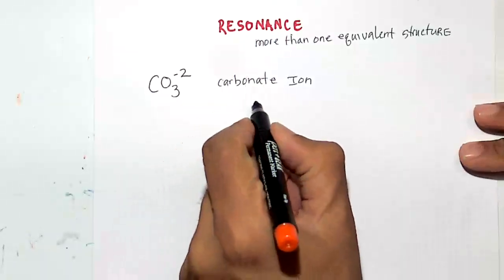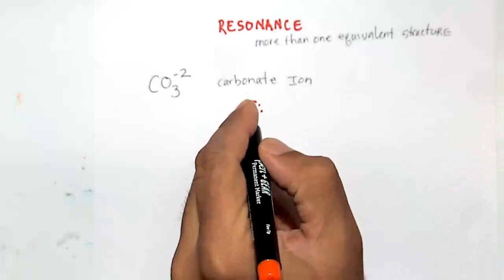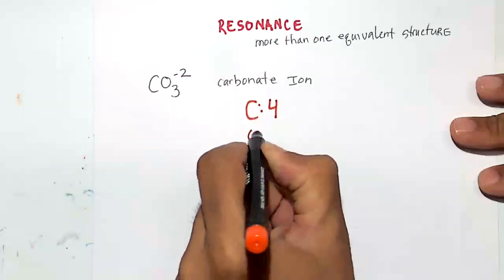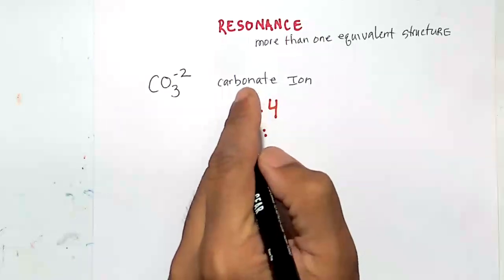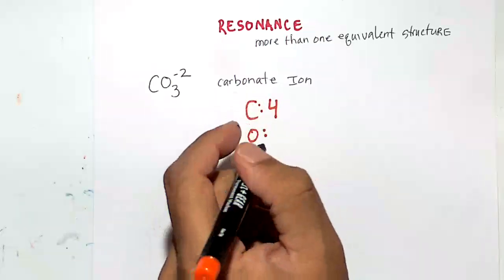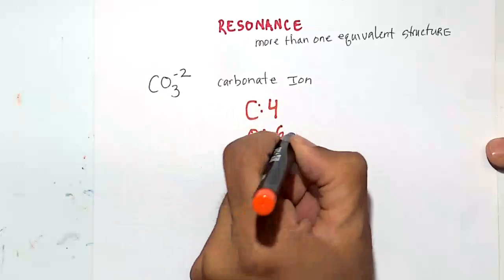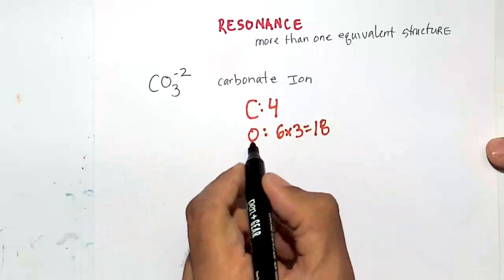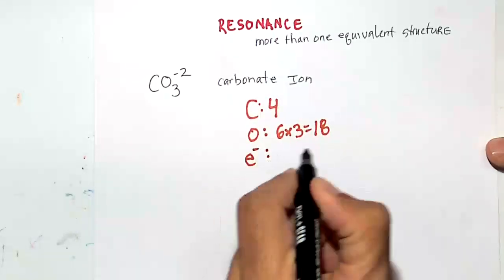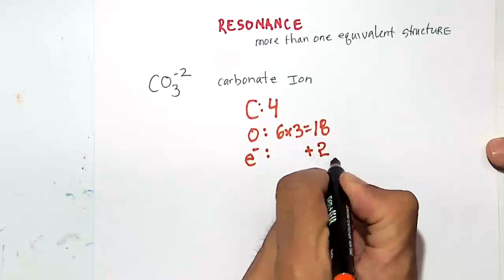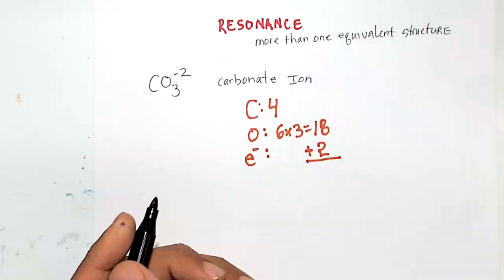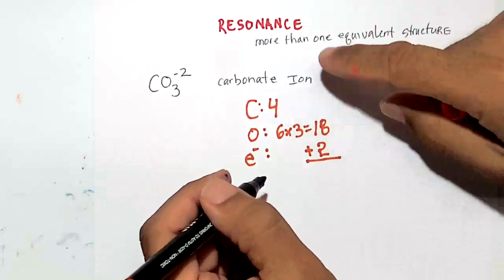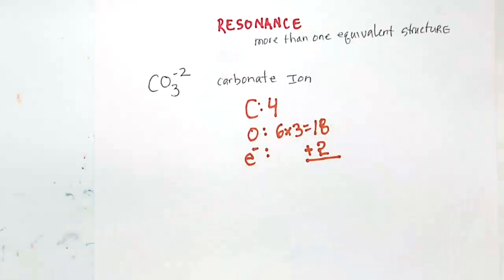All right, so what is carbon happy at? Remember from last lecture? Excellent, very good. What is oxygen happy at? 6. Very good. And how many oxygens do we have? 18. And what does the -2 tell you? The -2 tells us that carbonate, CO3, gains 2 electrons. So we have to add 2 electrons to the structure.